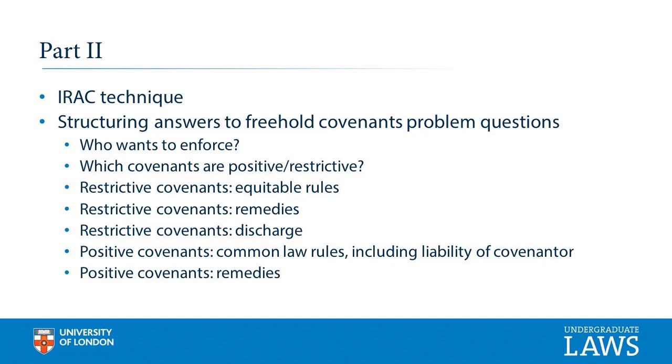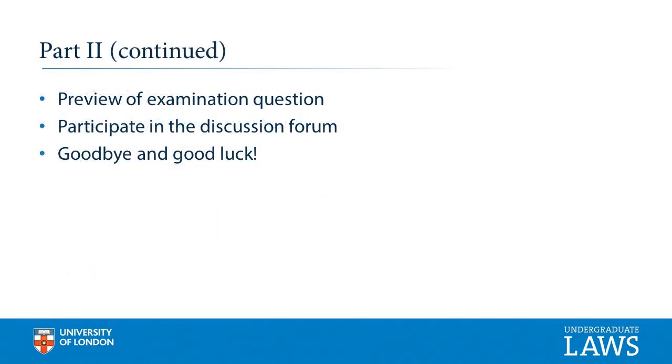Bear in mind that you may not always have enough information in the question to come to a definitive conclusion. In such cases, indicate the further information that you need and explain its relevance to the resolution of the issues which are in dispute between the parties. Now that we've identified the basic structure for a freehold covenants problem question, let's preview how to use that structure to answer an examination question.